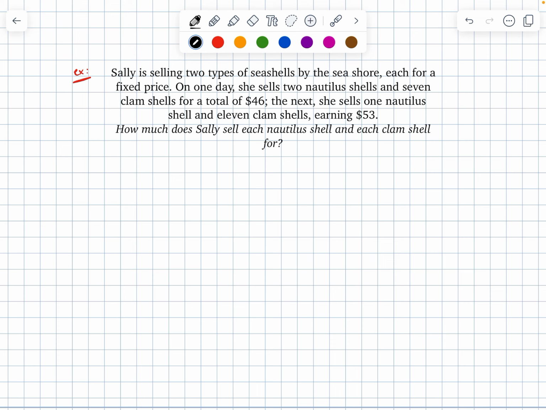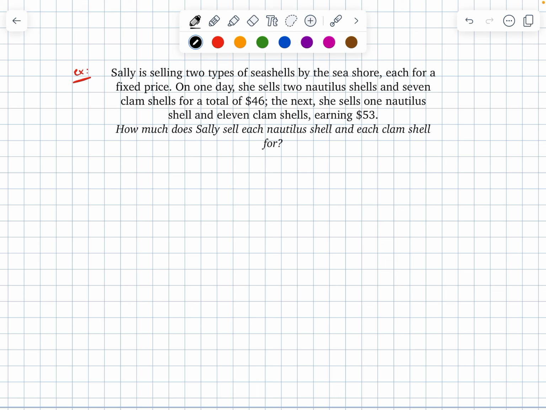Sally is selling 2 types of seashells by the seashore, each for a fixed price. On one day, she sells 2 nautilus shells and 7 clam shells for a total of $46. The next, she sells 1 nautilus shell and 11 clam shells, earning $53. How much does Sally sell, tongue twister, each nautilus shell and each clam shell for?